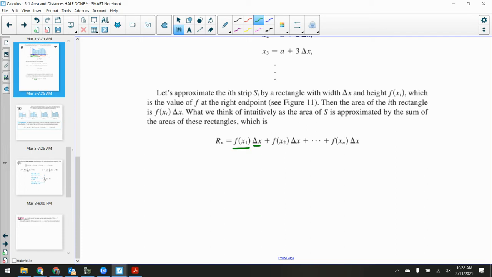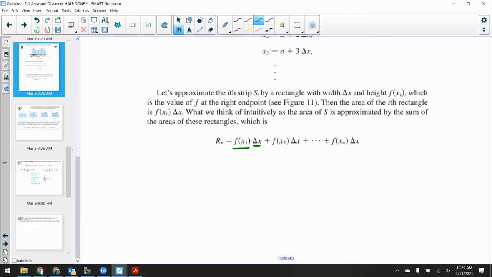I'm going to do the interval times whatever x1 plugged into the function ends up being, right? So if I change up the function, it's going to change what the f of that number is. Say I wasn't doing x squared, but maybe the square root of x. Well, then I've got to take your first term, your x1, which is a plus delta x, and plug it into the square root of x.